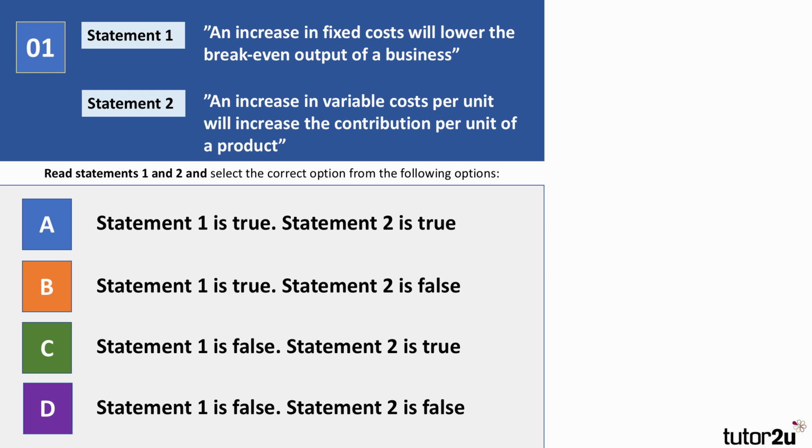Okay, let's take a look at what the answer is. Statement 1, an increase in fixed costs will actually increase the break-even output of a business. So that's not correct. The whole idea of break-even output is for contribution to cover the fixed costs. If fixed costs are higher, then you'll need to sell more in order to break even. Statement 2 is also false. An increase in variable cost per unit will decrease the contribution per unit of a product. Don't forget, contribution per unit of a product is revenue or selling price per unit less the variable costs per unit. So the answer is D.